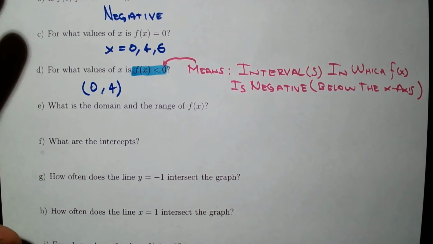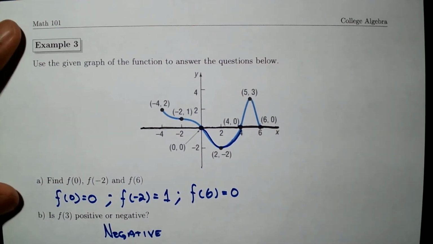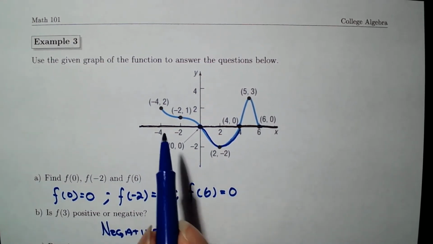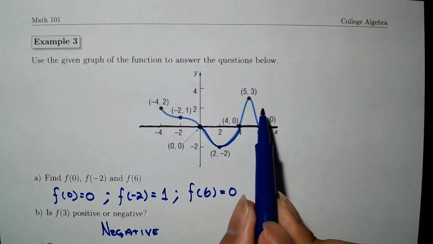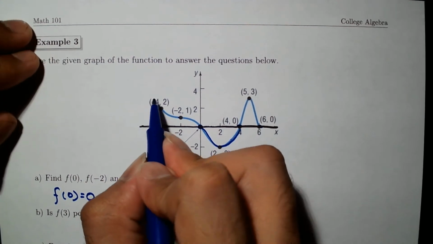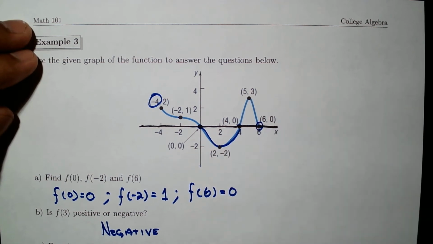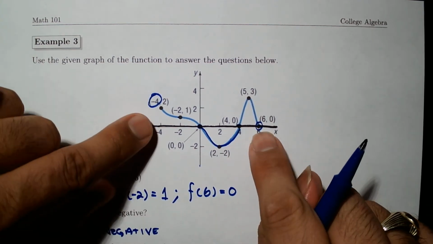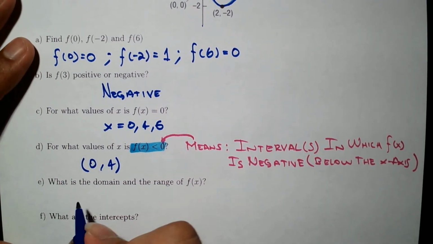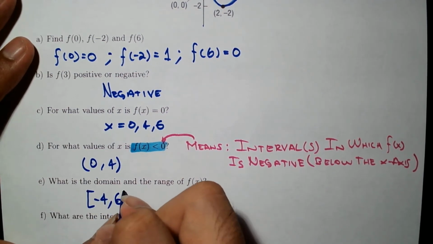What is the domain and the range of f of x? Observing the graph, recall that in order to find the domain of a function from the graph, look at the graph from left to right. For the domain, we're going to look at the smallest value of x, which in this case is -4, and then the largest value of x, which is 6. Notice we have full bubbles, solid points. So the domain is going to be from -4 to +6.